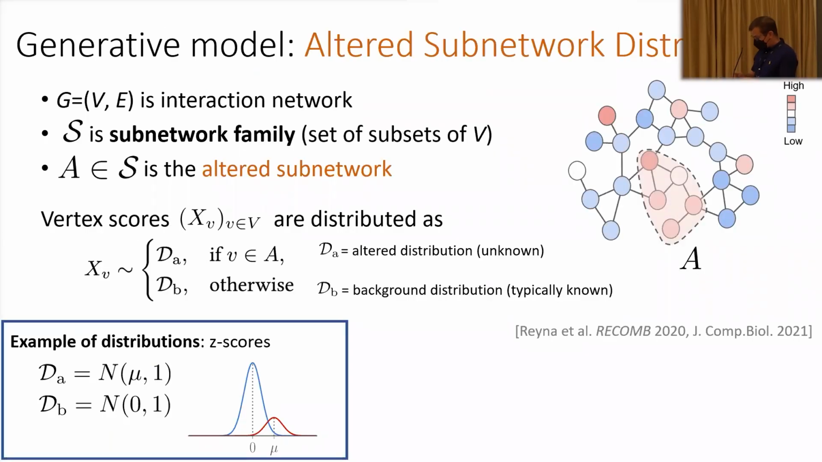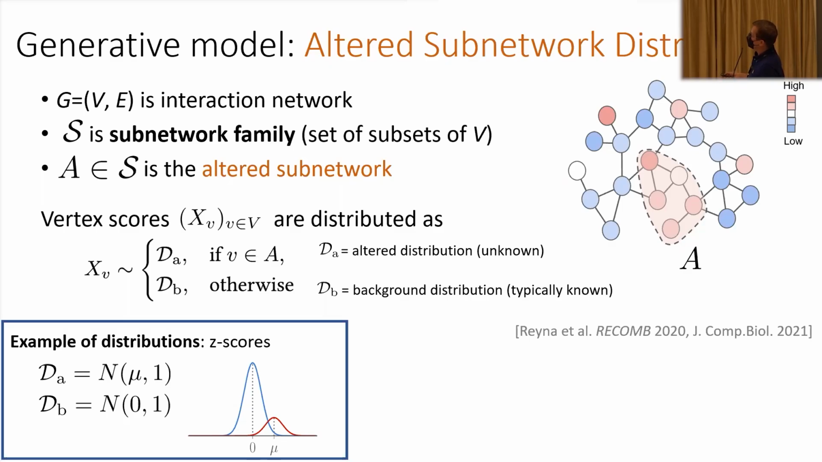And so, because of some of these subtleties, we wanted to see if there was a simple generative model we could write down to encompass what a lot of these approaches were trying to do. And what we came up with is what we call the altered subnetwork distribution. So a very simple statistical model that's very flexible. You start with your interaction network, here a graph. You have this subnetwork family, which I'm going to talk about in a second. This is your prior on what you think the interesting possible subnetworks could be. And what you want to find is an altered subnetwork from that family.